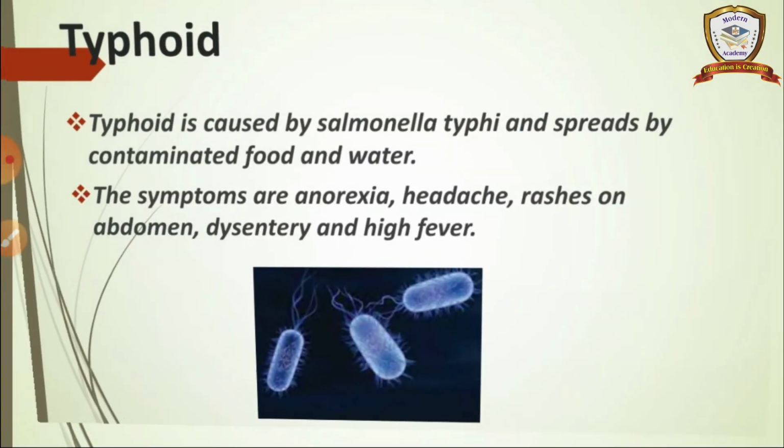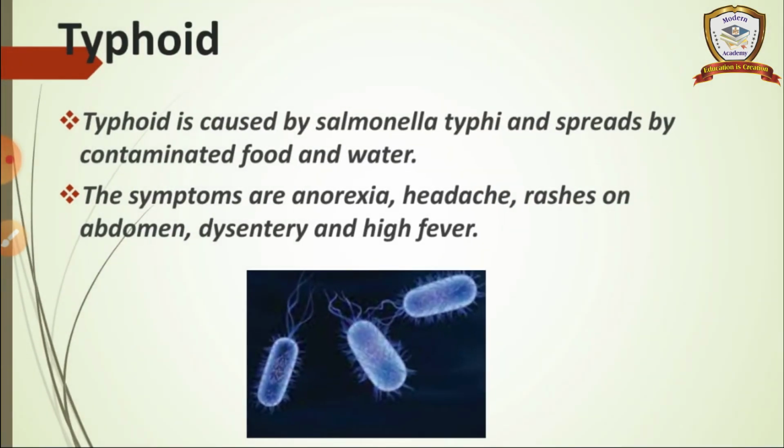And next one, typhoid. Typhoid also is because of bacteria. Typhoid is caused by Salmonella typhi. It is the bacteria name, and it also spreads by contaminated food and water. The symptoms are anorexia, headache, rashes on abdomen, dysentery, and high fever. So here, typhoid is the disease created by the bacteria Salmonella typhi, and it is also a communicable disease that spreads from one person to another person.